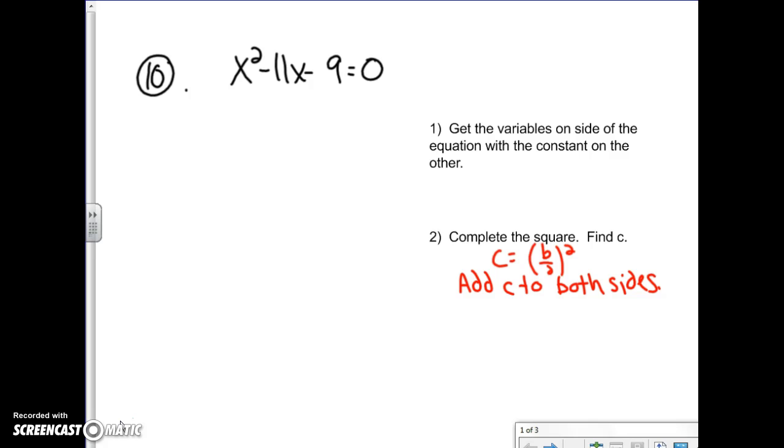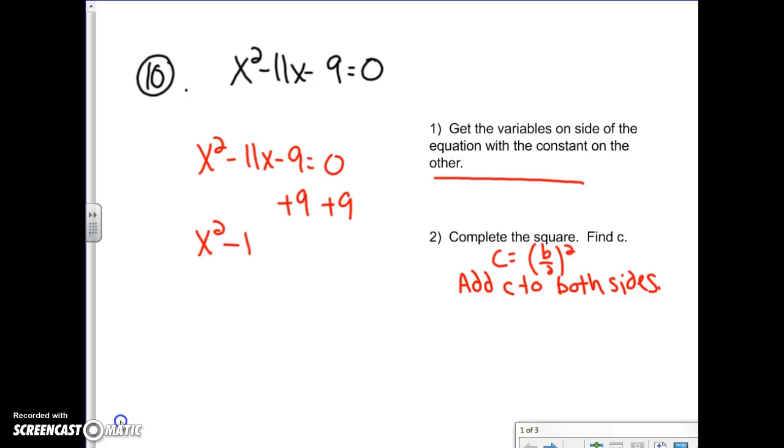The first thing is we want to get the variables on one side of the equation with the constant on the other. So in this case, I want to take x squared minus 11x minus 9, and I'm going to add 9 to both sides. So what happens is I get x squared minus 11x equals positive 9. Okay? I want to isolate the x's on one side. That's the first step.